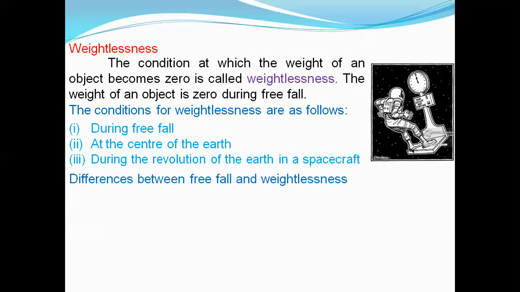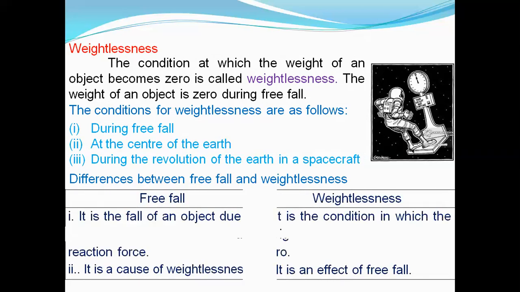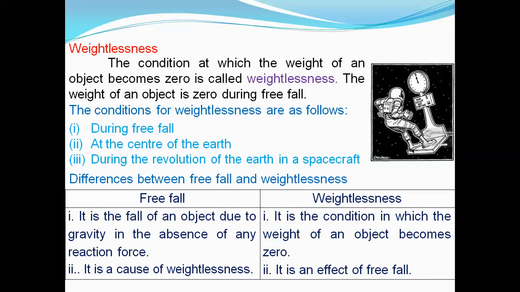Difference between free fall and weightlessness. Weightlessness is caused due to free fall. So free fall is the cause of weightlessness, and weightlessness is the effect of free fall. And this is all about the theoretical portions of this chapter.